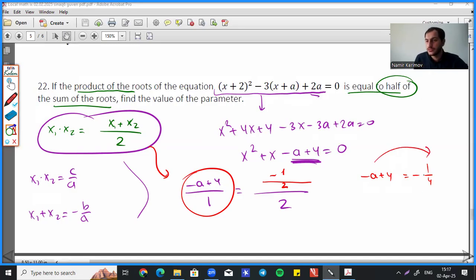So we can take a to the other side, 1/4 to the left side. That will be 4 plus 1/4 equal to positive a. So a is equal to 4.25. That's it. So we should find the value of a, which is 4.25.